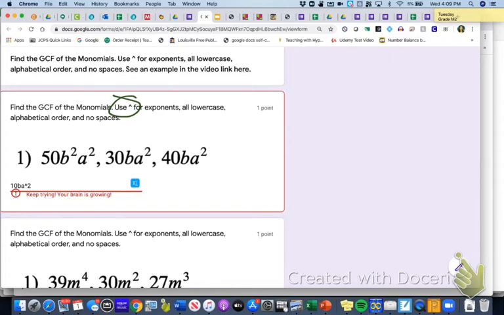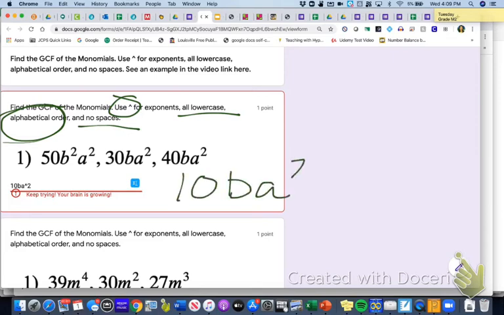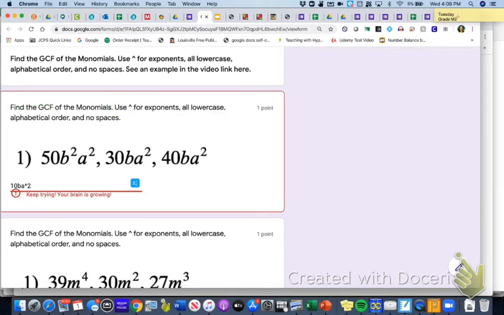So I did this part right: use that for the exponents. Use all lowercase letters. I did that. No spaces. But here's what I forgot: I didn't look to see that it said to put them in alphabetical order. So even though it's not wrong for me to put it in as 10B A to the second, because in real life, the order does not matter, for the purposes of this Google form, the order does matter.